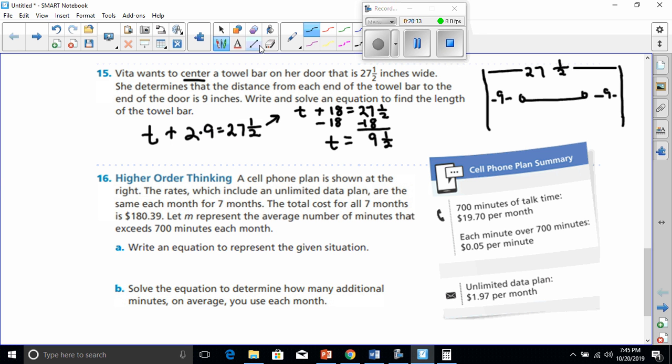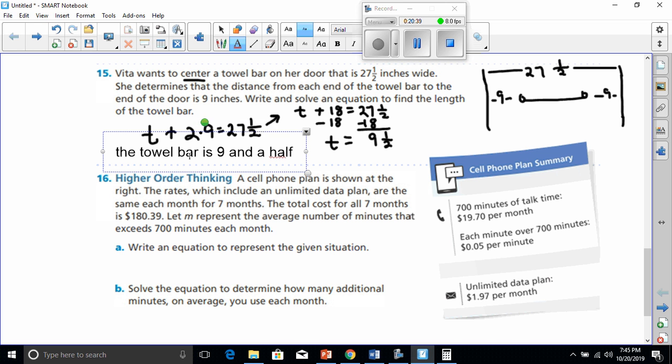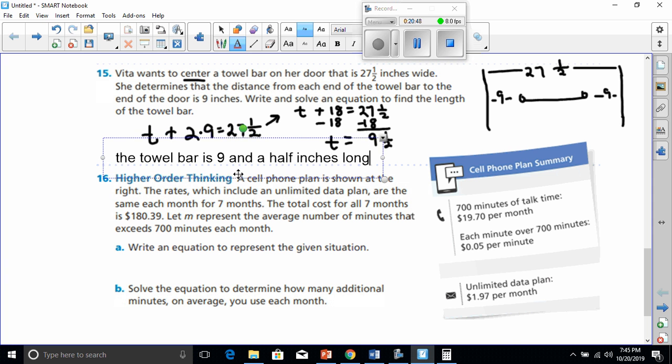So I'll just type this in, it'll be a little easier. The towel bar is 9 and 1/2 inches long. Okay, and if you left it as a fraction, it could be there. If it was a decimal, it might even be 9.5 inches. Okay.